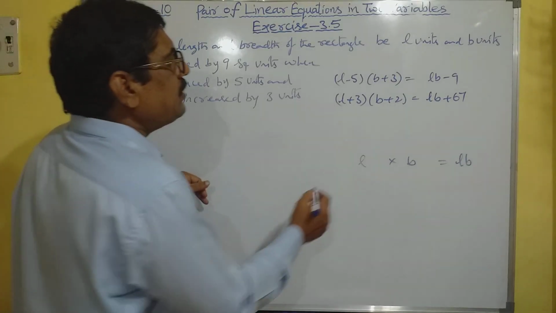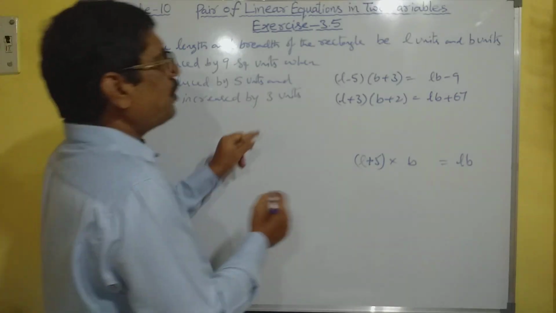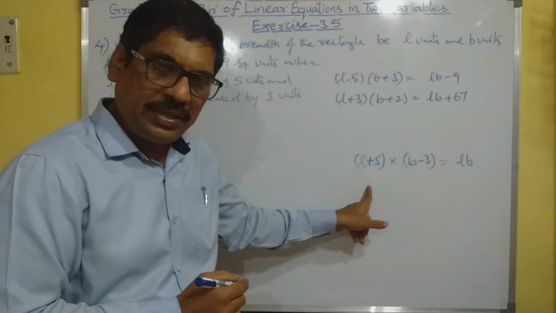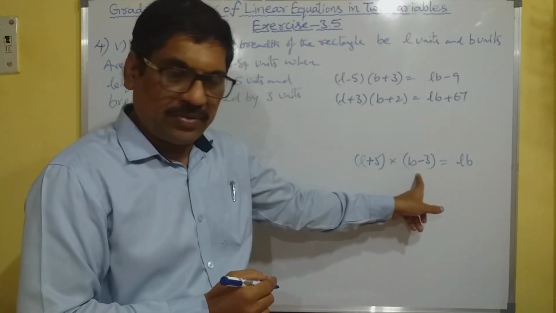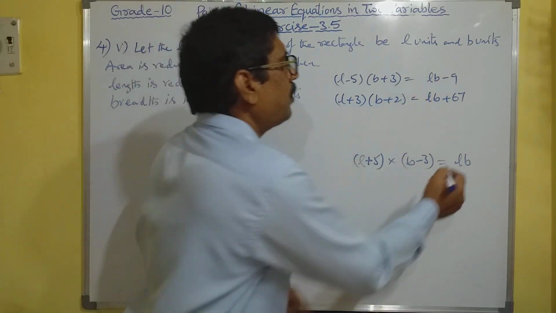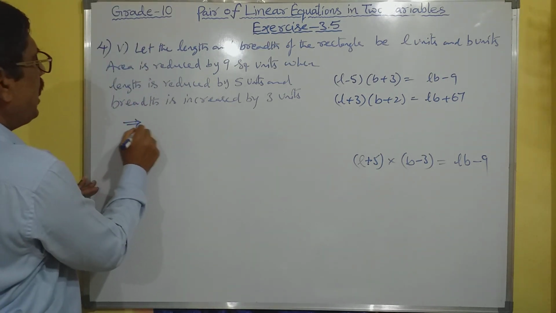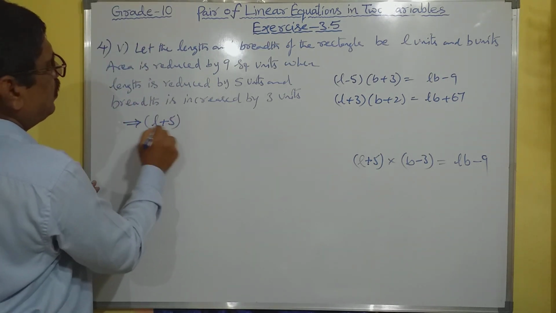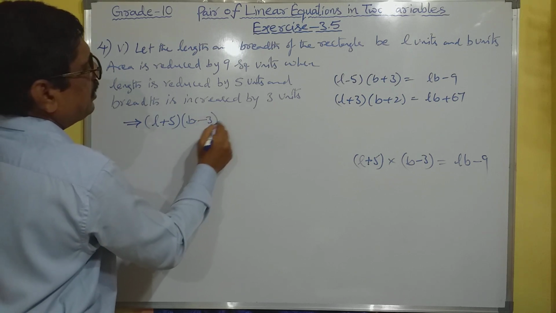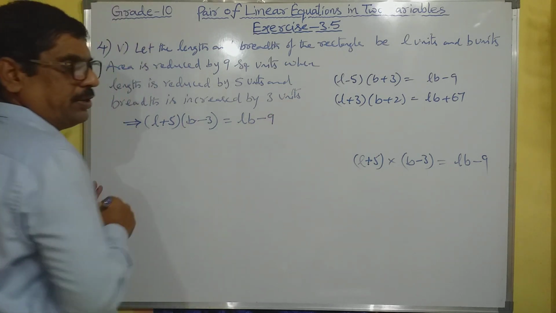If the length is reduced, L minus 5. If the breadth is increased by 3, B plus 3. Length has changed like this, breadth has been changed like this. Now area also will be changed. How much has it changed? It is decreased by 9, that's what he has given. So the length is L minus 5 and breadth is B plus 3, then the area L into B is reduced by 9 square units.